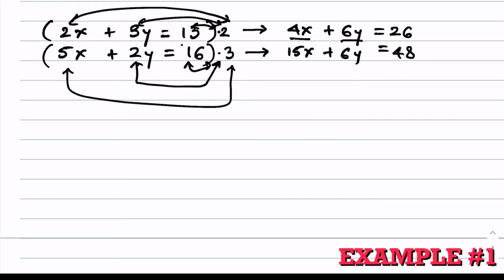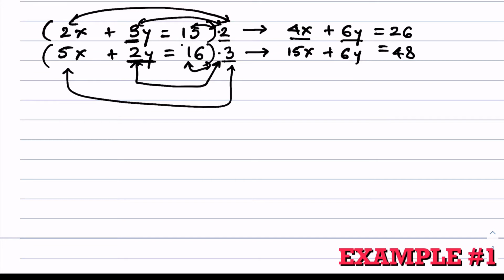Now one thing I need to clarify: why did I multiply the first equation by 2 and the second equation by 3? The coefficient of y in the first equation is 3 and in the second equation is 2. If I want to get them to the same value, I need 6y in both cases. So I multiplied the first equation, which has the coefficient 3, by 2, since 3 times 2 gives 6y. For the second equation, I have 2y and I need 6y, so I have to multiply it by 3.